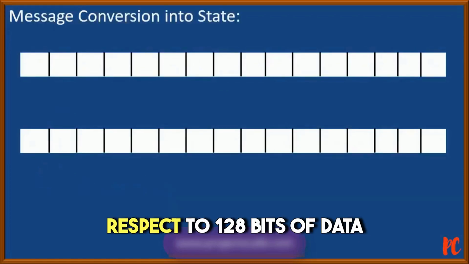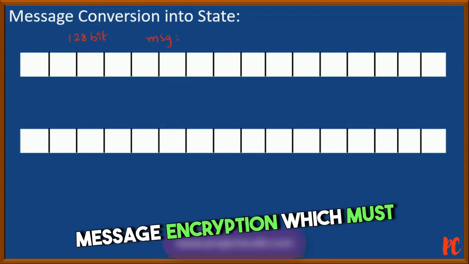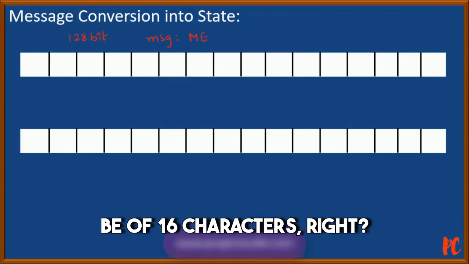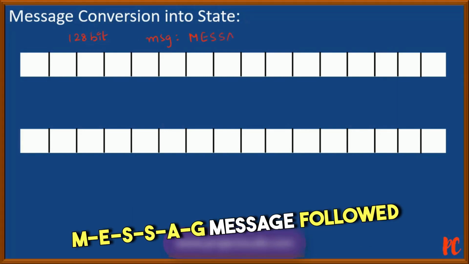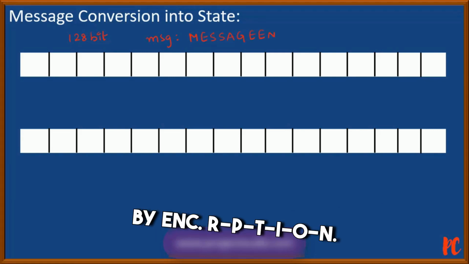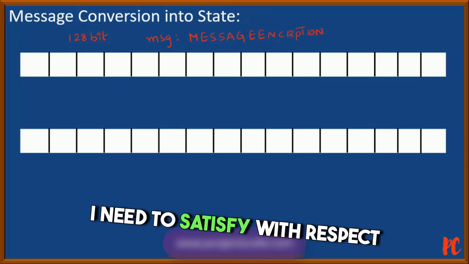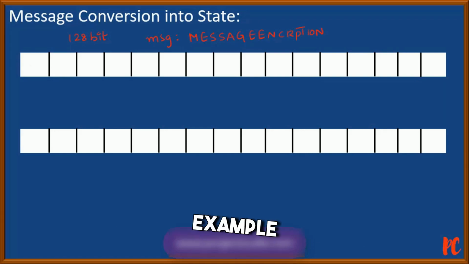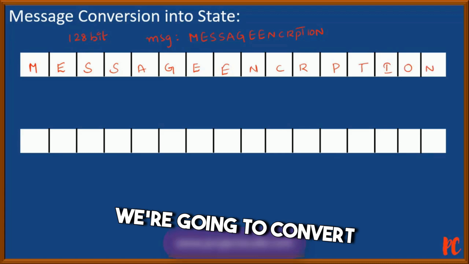Since we started with 128 bits of data, let me take a message, encryption, which must have 16 characters in order to satisfy 128 bits. So I am taking an example, MESSAGE followed by ENCRPTION. Do not bother about the spelling. I need to satisfy 16 characters, so I am going for this message example.